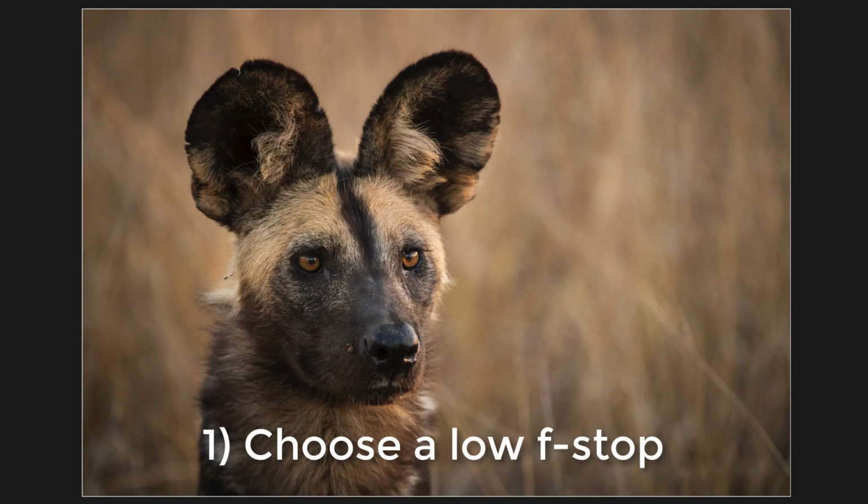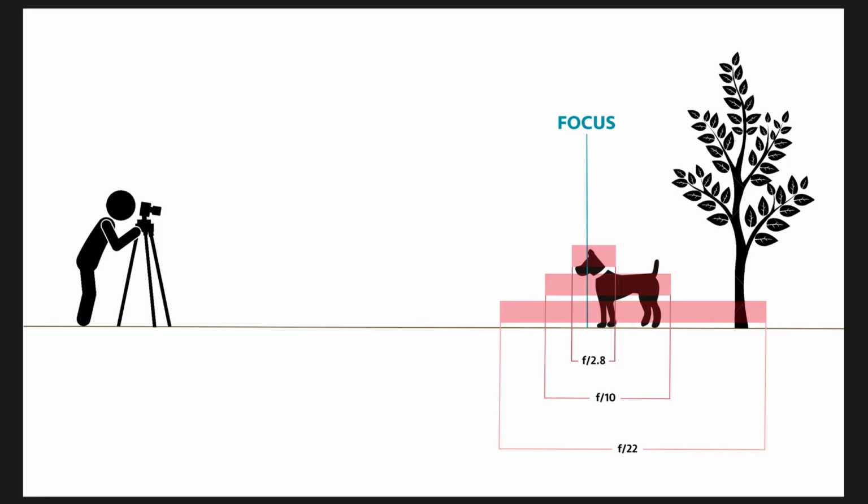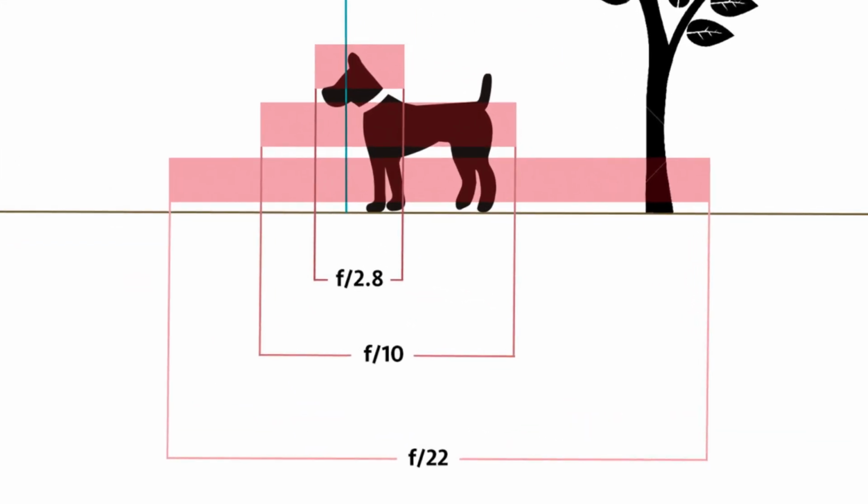But let's get back to those 3 ways to blur the background of your wildlife photographs. First of all, you've got to choose a low f-stop. This little diagram shows it really nicely. The lower the f-stop that you use, the less of your subject that'll be in focus, and that also means that the background will blur more.